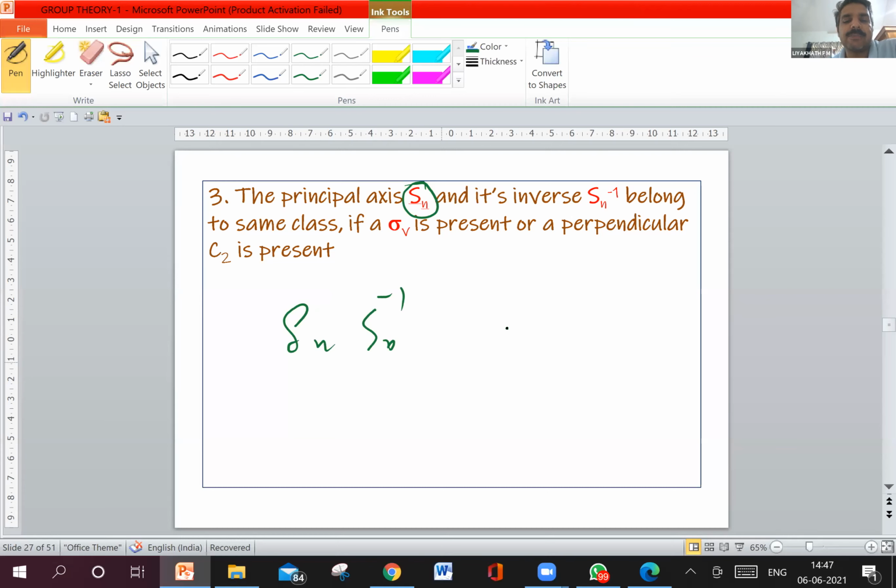Sn inverse also belongs to the same class if there is a sigma v or perpendicular C2 axis. Similar to the case of the Cn axis, Sn and Sn inverse belong to a separate class if there is a sigma v or perpendicular C2 axis.